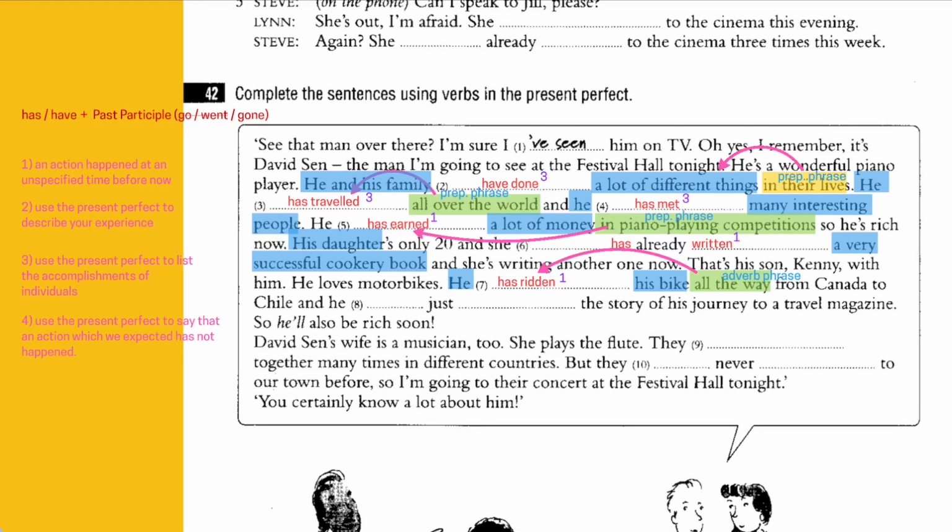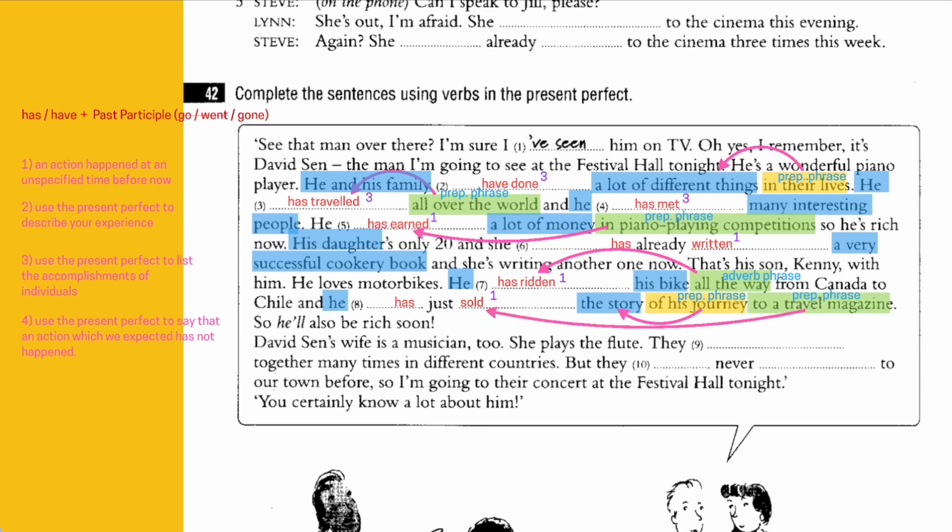Now we go to question number eight. The subject he tells us to use has. Has what? Has sold. So what? Has sold the story is talking about an action happened at an unspecific time in the past. And so the story of his journey is a prepositional phrase telling you what kind of story it is. To a travel magazine is telling you where he has sold it.